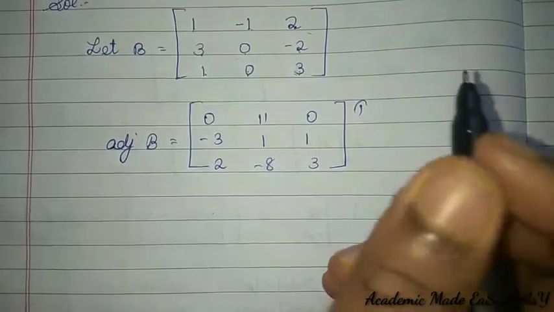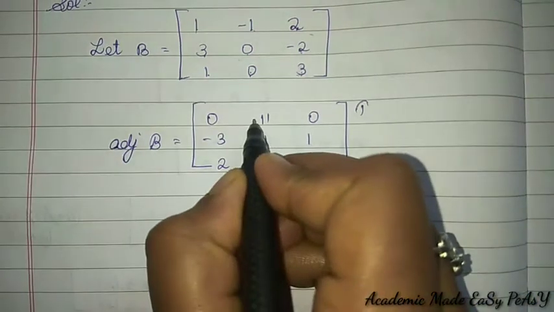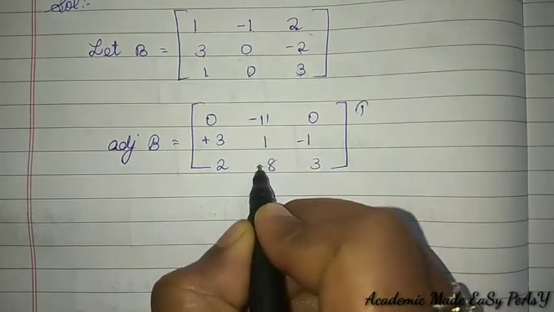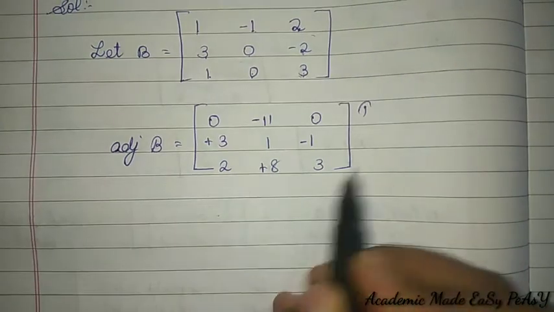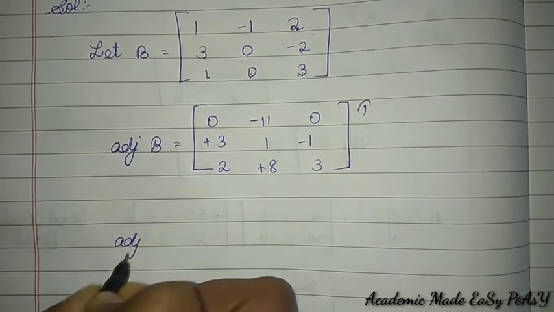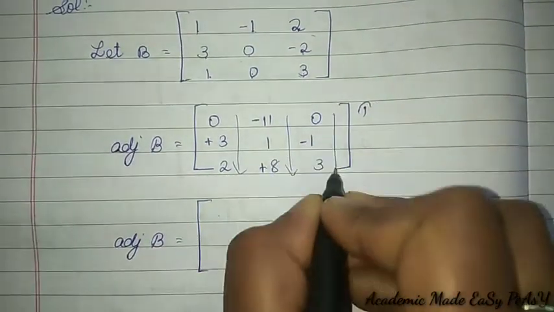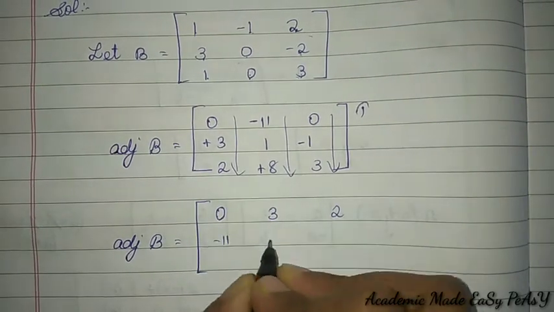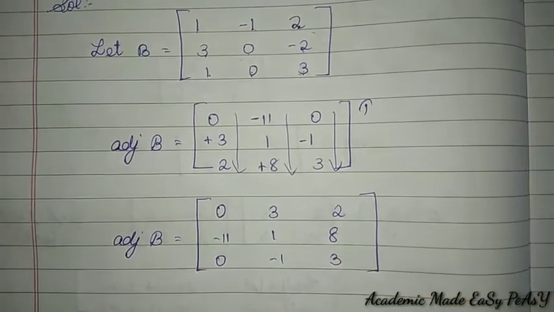Transpose, no, before transpose I have to find the signs for this, no? So sign here I will change. So positive to negative, negative to positive, positive to negative, negative to positive. That's it. Already in the previous sum, that's the second sum, I just taught you how to find all these, no? So only I did it fast. If you have any doubts, just mention it in the comment box. I will make you clear. So B is equal to transpose. This one I will be changing it to rows one by one. So 0, 3, 2, minus 11, 1, 8, 0, minus 1, 3. So this one is over. So adjoint of B is over.